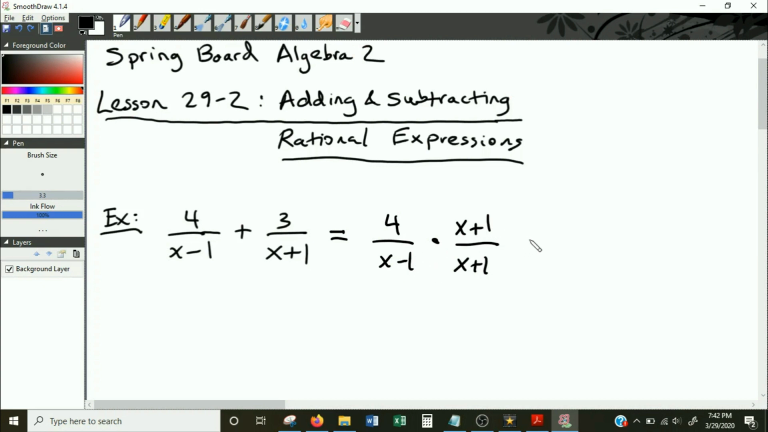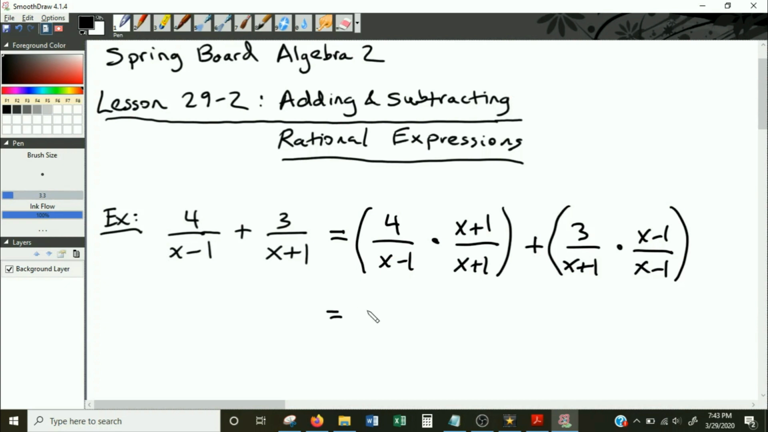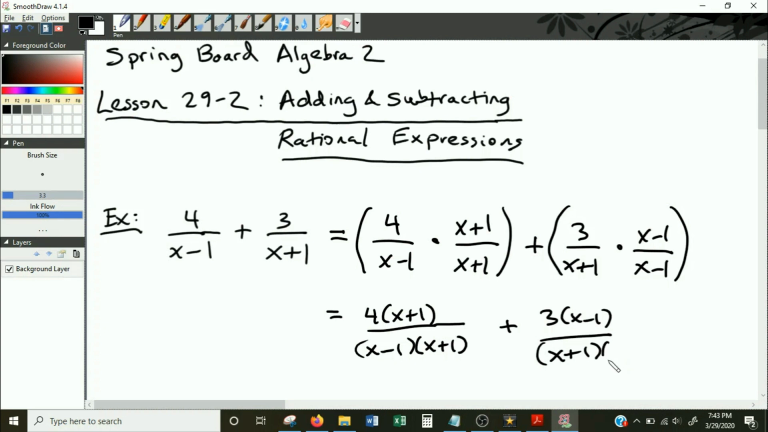Let me do it for the second one, for 3 over x plus 1, and then I'll show you how we combine them. So 3 over x plus 1, what's missing from the bottom here is x minus 1, so I'm going to do times x minus 1 over x minus 1. And when I combine these two and these two separately, I'm going to get 4 times x plus 1 over x minus 1 times x plus 1, and then plus 3 times x minus 1 over x plus 1 times x minus 1.